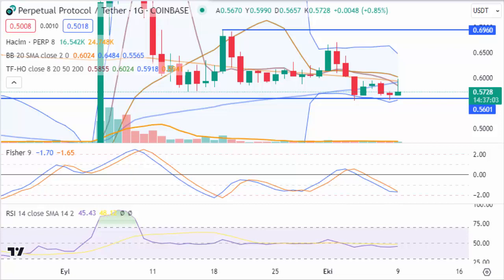Examining the RSI indicator, it has been fluctuating around the 50 level. However, in the last few days, it has moved below 50. As long as it stays below 50, there's potential for it to drop further, possibly leading to a break below the $0.5601 support level.